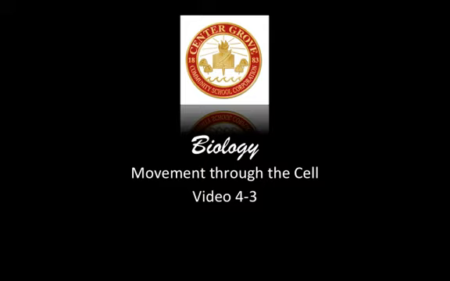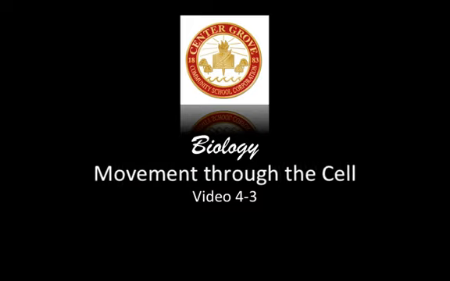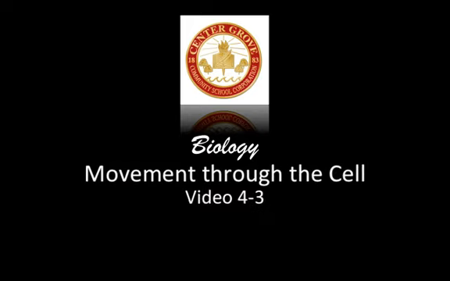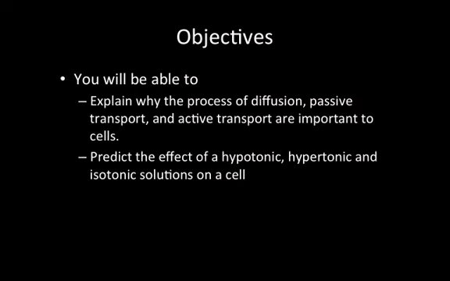So our main focus today is going to be looking at how things are able to move in and out of the cell. What are the processes of that happening? Really important for the cell to be able to do this efficiently. Otherwise, the cell's not going to be able to survive. So looking at this is very critical to the success of the cell. So we need to be able to explain why the process of diffusion, passive transport, and active transport are so important to the cells. Life cannot function unless things are able to move in and out of the cell, just like how we can't function if we can't take things in and out of our bodies.